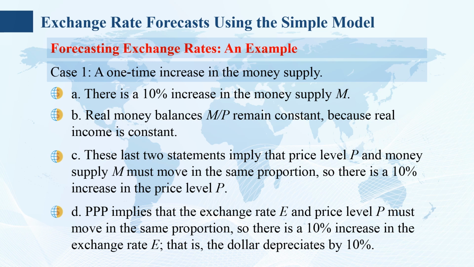So there is a 10% increase in the price level P. D. PPP implies that the exchange rate E and price level P must move in the same proportion. So there is a 10% increase in the exchange rate E. That is, the dollar depreciates by 10%.